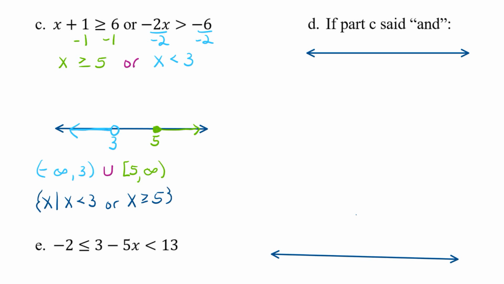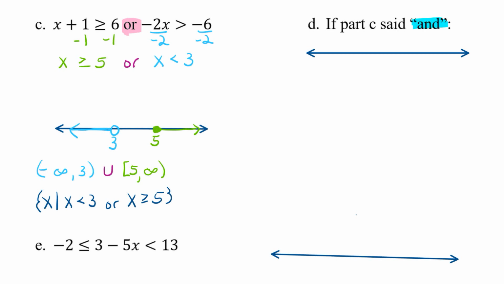Now, if you look at this graph that we did for part C, and you think, okay, that is based on an or statement. So we're looking at the union of those two pieces of the compound inequality. But what if we were asked to answer the same question and there was an and in between?